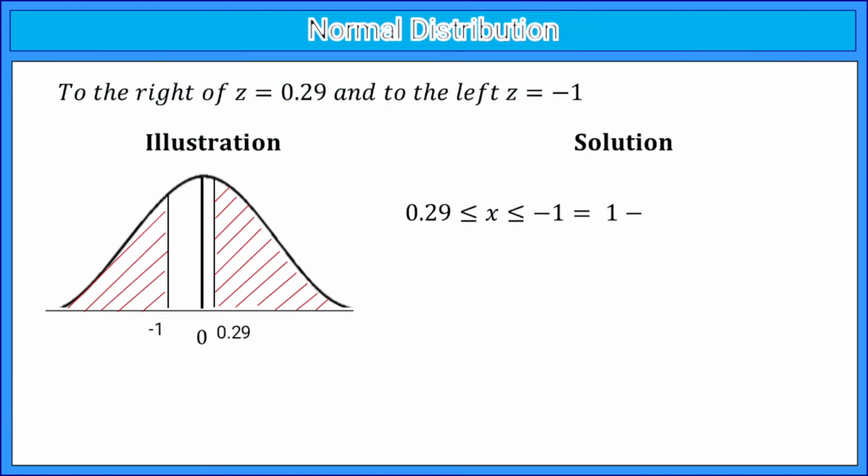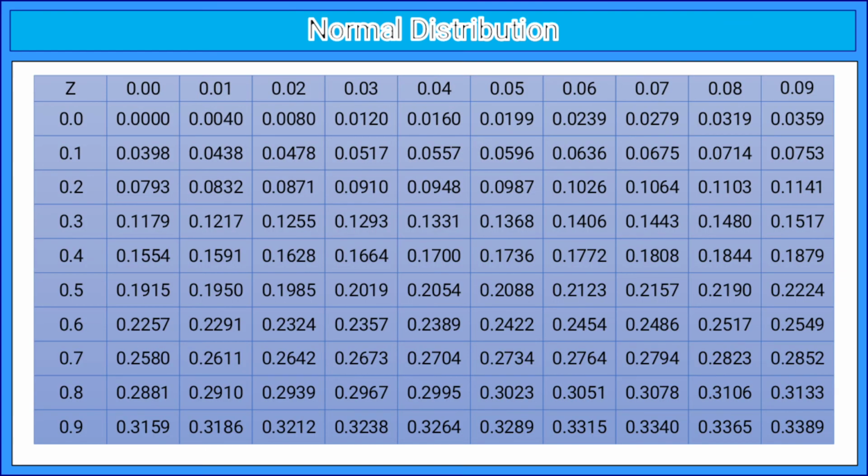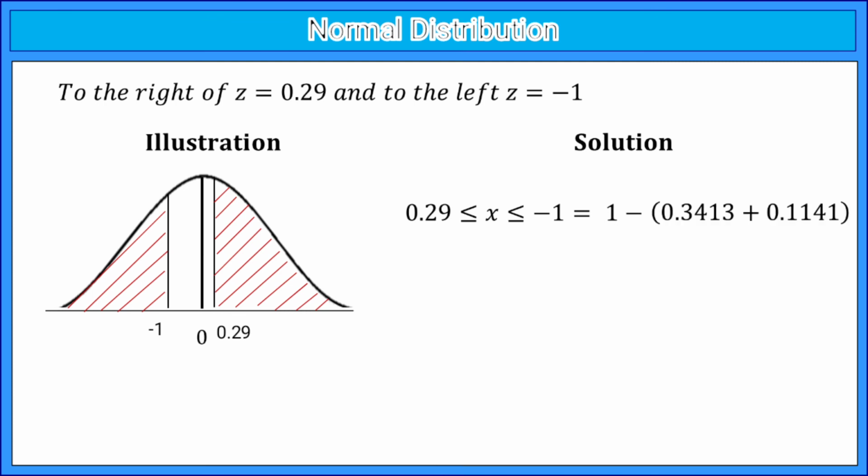And for 0.29, we look at 0.2 and 0.9. Meaning our value for 0.29 will be 0.1141 according to our standard normal distribution table. And we're going to put it here. So we're going to add those two values and then subtract the sum from 1.